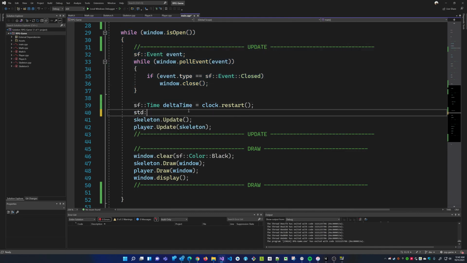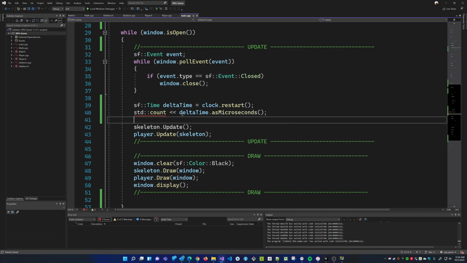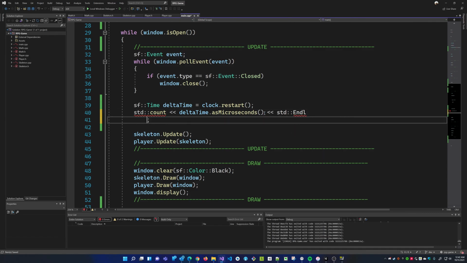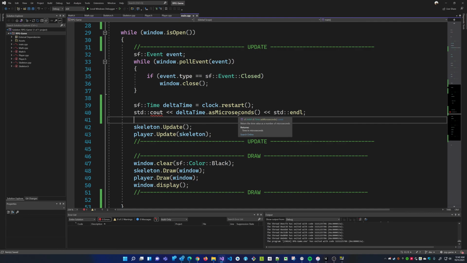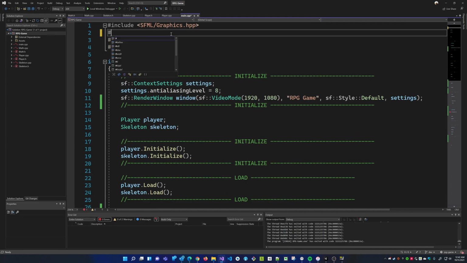So in here, I'm going to do std cout delta time dot as milliseconds. I want it as milliseconds. Std and del. Right, cout, not count. You are not happy. Why are you not happy? Cout. Oh, I need iostream. Include iostream.